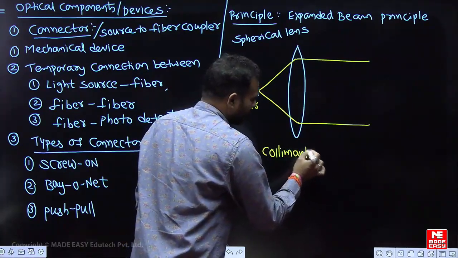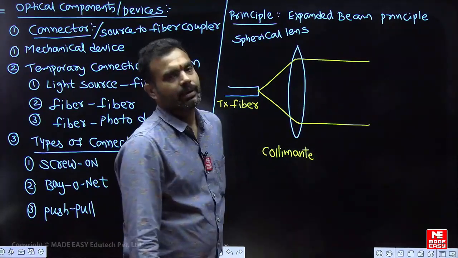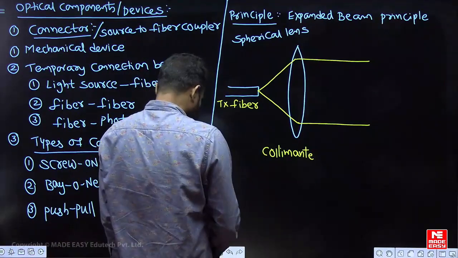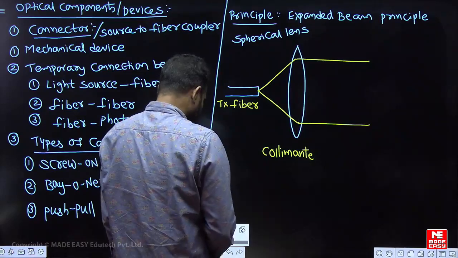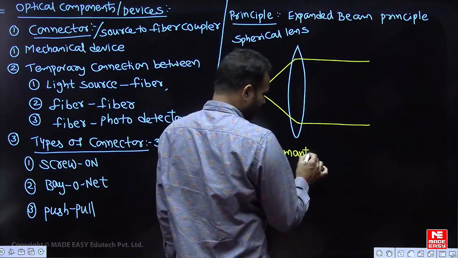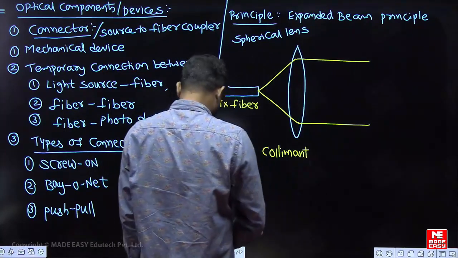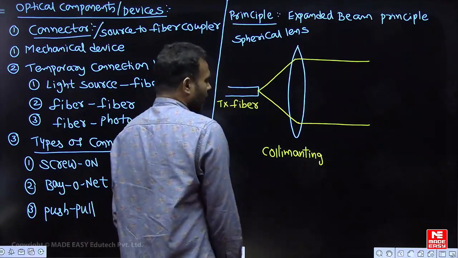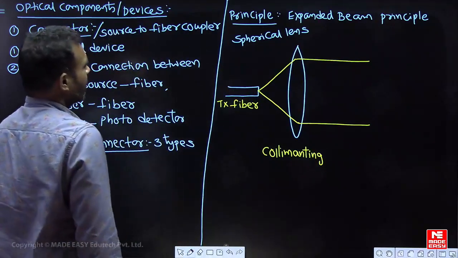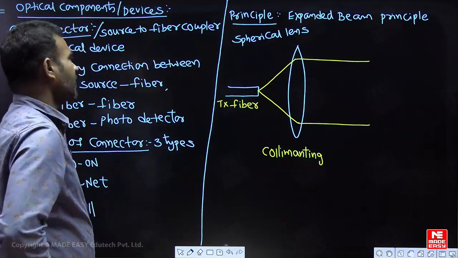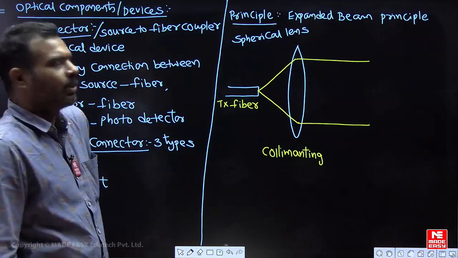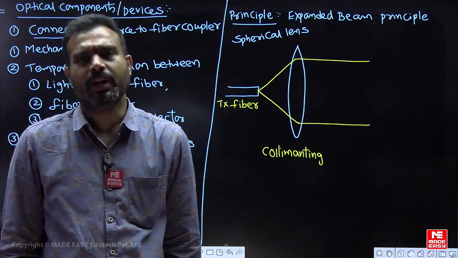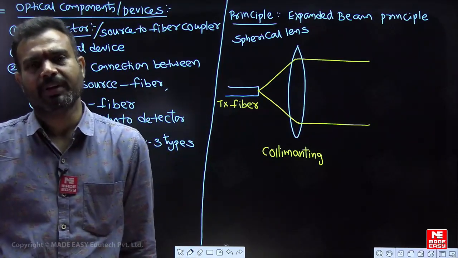Collimate, or collimating, whatever it may be. In antennas we study about collimating, that's why I am talking about the word collimating here. So instead of collimate, use collimating. We study it in antennas also. So what are spherical lenses? Spherical lenses are the lenses which convert your light rays into parallel beams.